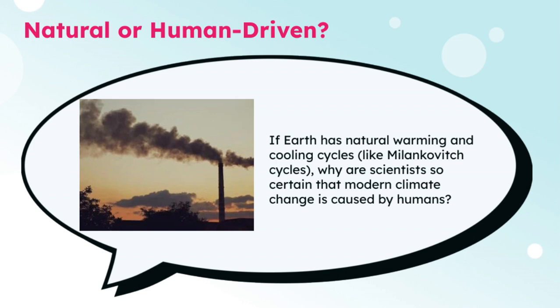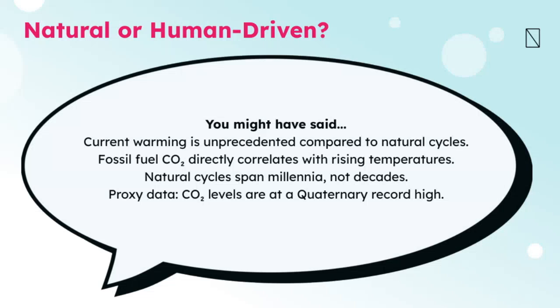Ice core records show that current carbon dioxide levels are extremely high compared with natural Quaternary cycles. So scientists are not saying climate never changed naturally. They are saying that the current warming is too fast, too recent, and too closely linked to human greenhouse gas emissions to be explained by natural cycles alone. You might have said that current warming is unprecedented compared with natural cycles. That is a strong point.